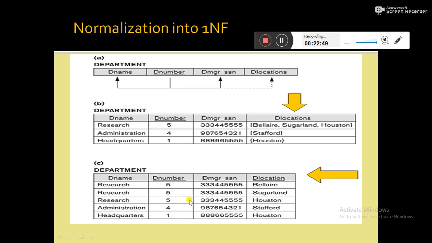This set of information is repeated for Bellary, Sugarland, and Houston. But for these three different locations, the same information, the research 5 and the DMGRSSN, this set of data is repeated multiple times. So that means we can easily see that there is a huge data redundancy in the relation department. So this is not in 1NF and this is a bad design.